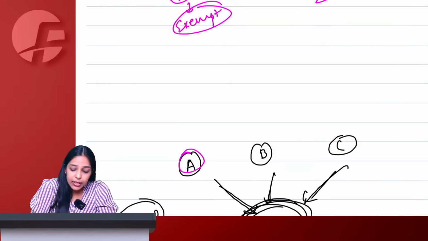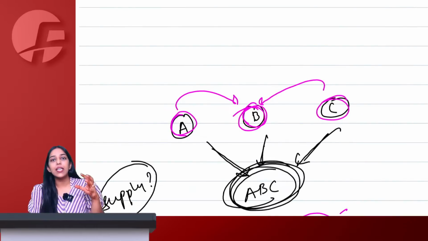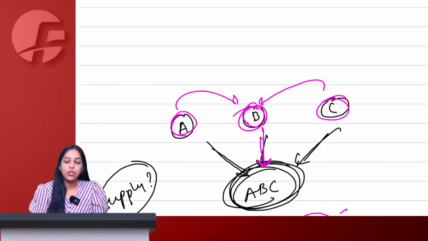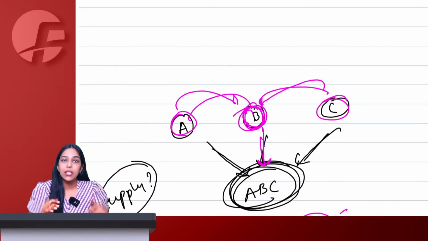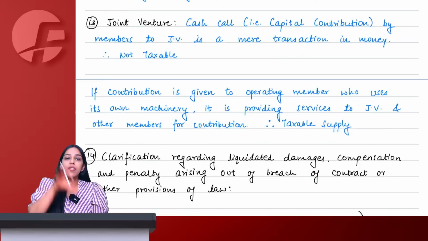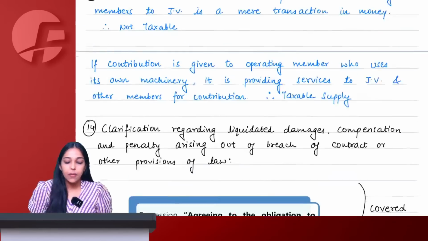But let us say these two members of JV gave some money to B, who is an operating member. Now B is using its own machinery, own technology, own resources to do something and then provide the service to JV. Then in that case, B is providing service to JV also. So that amount given to B will be considered as taxable under GST.